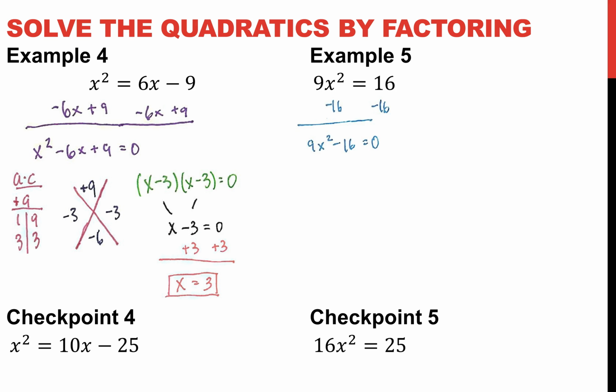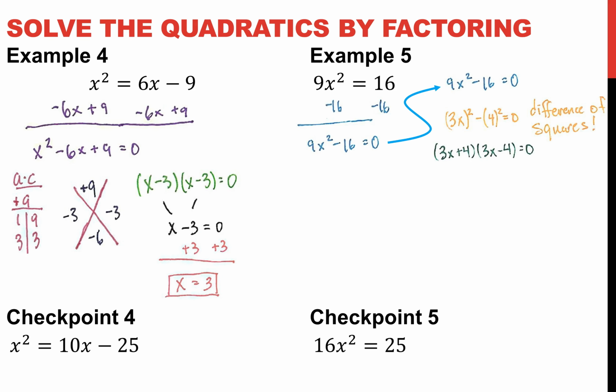All right. So 9x squared minus 16. So this is weird because I realize that 9x squared and 16 are both perfect squares. This is a difference of squares. So if I remember my shortcuts correctly, I see it's (3x) squared minus 4 squared. So that's 3x plus 4 times 3x minus 4.